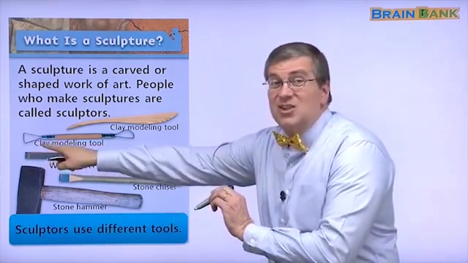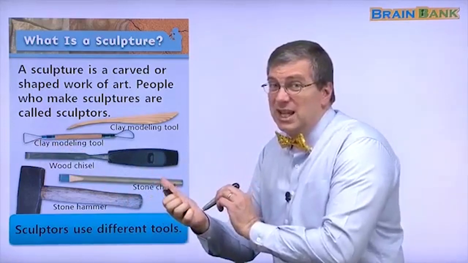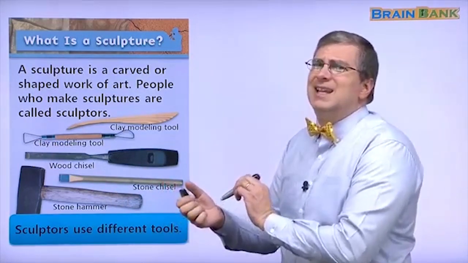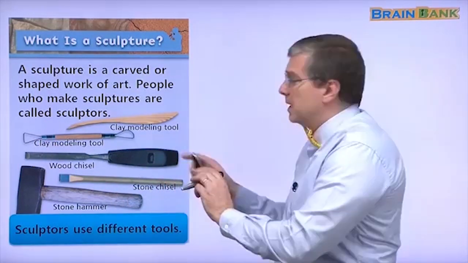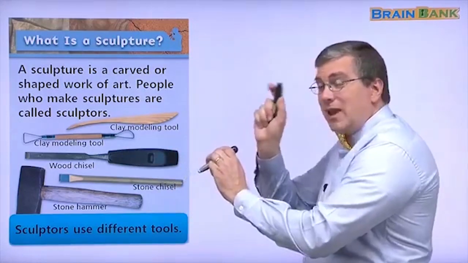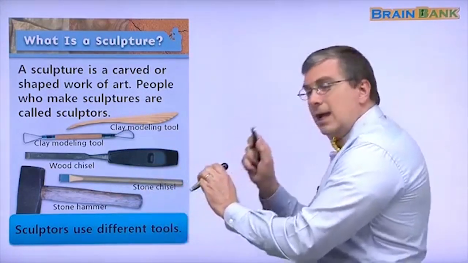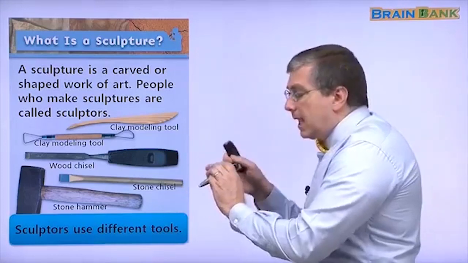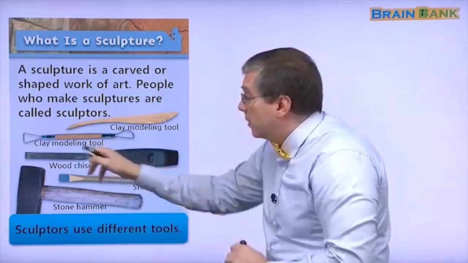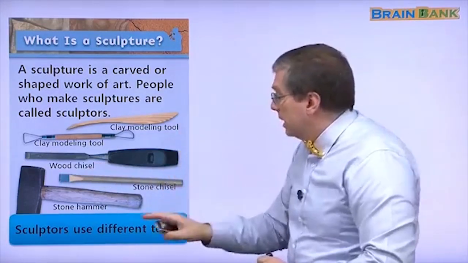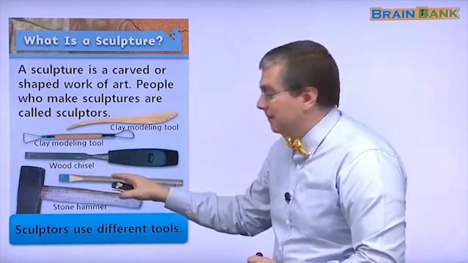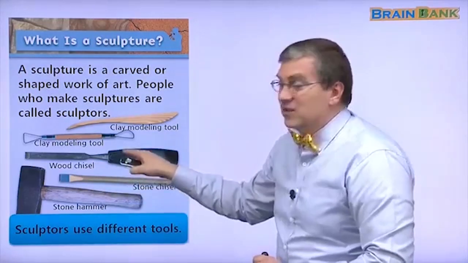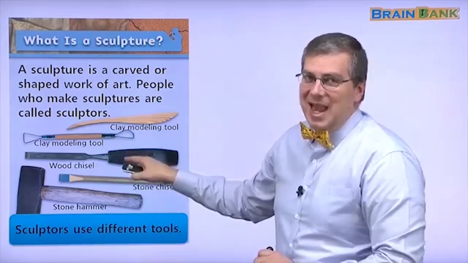A chisel is sharp on this end. Be careful. Don't push it against your skin. Don't do that. It's sharp. Ooh, that was dangerous. A chisel, and then you have a hammer like this one, and you go tak, tak, tak, tak, and you can carve the wood or you can carve stone. This chisel is much stronger than that chisel.